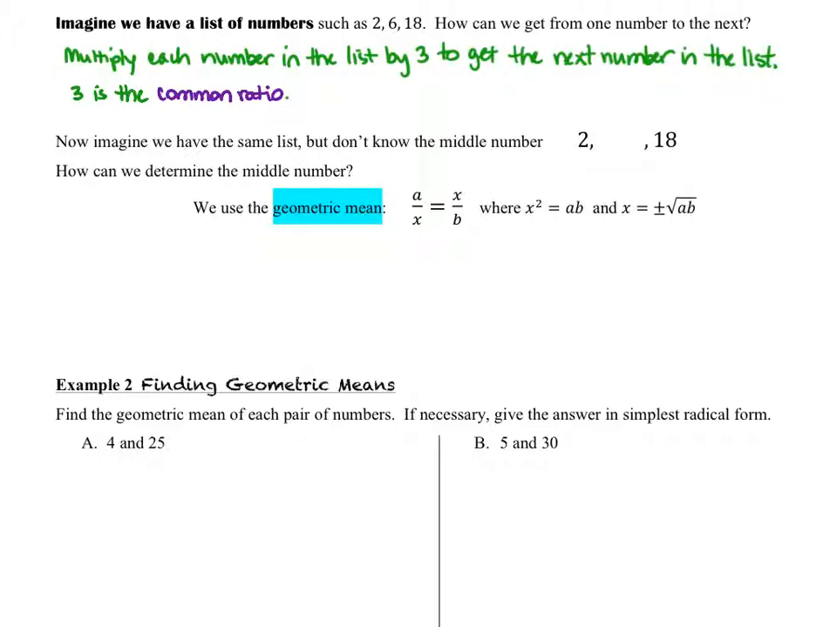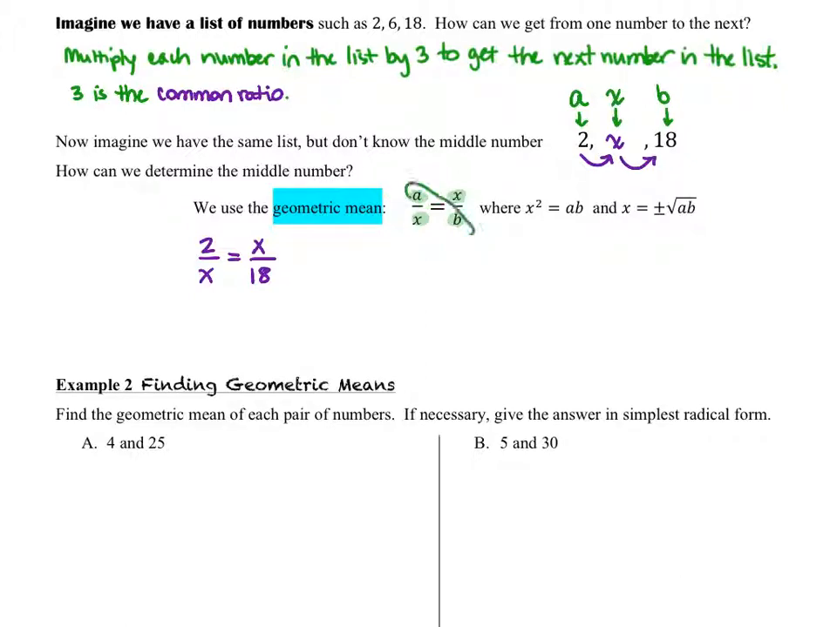Now imagine that we have the same list, but we don't know the middle number. So we have a number that we're going to call A, which is 2. We have another number that we don't know, which we're going to call X, and then we have another number we're going to call B, which is 18. And one of the things that we can say is we can set up the relationship that 2 is to X as X is to 18. That brings us to this format that we've got listed here. A is to X as X is to B.